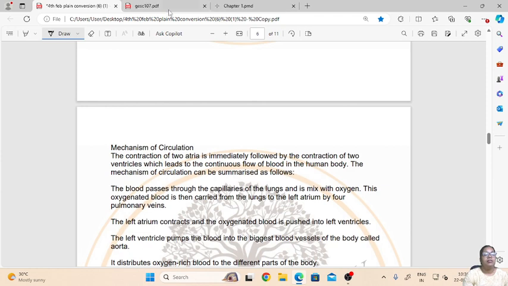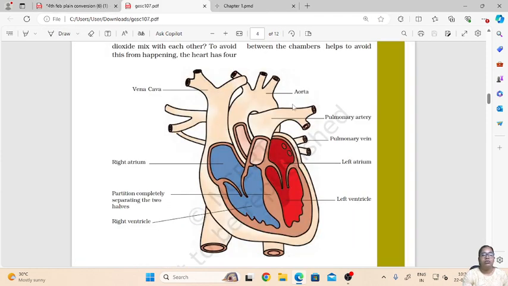So first let us see the structure of the heart. This is the structure of a heart. The heart consists of four chambers, that is the right atrium, the right ventricle, the left atrium and the left ventricle. So the heart is divided into four chambers: atrium and ventricle, that is right atrium, right ventricle, left atrium and left ventricle.